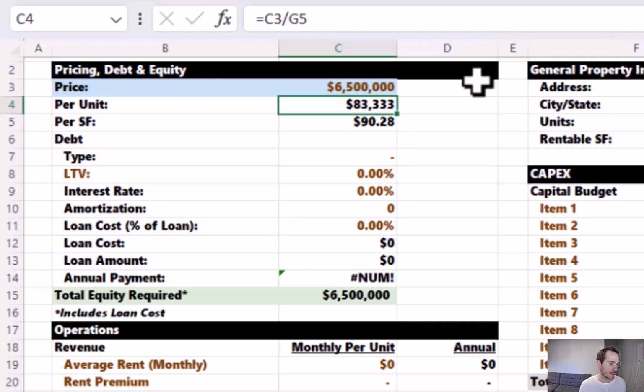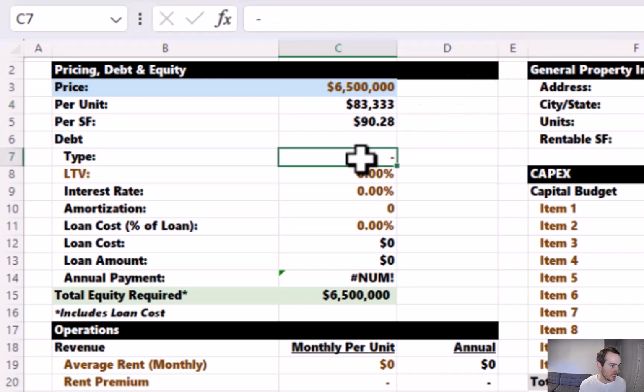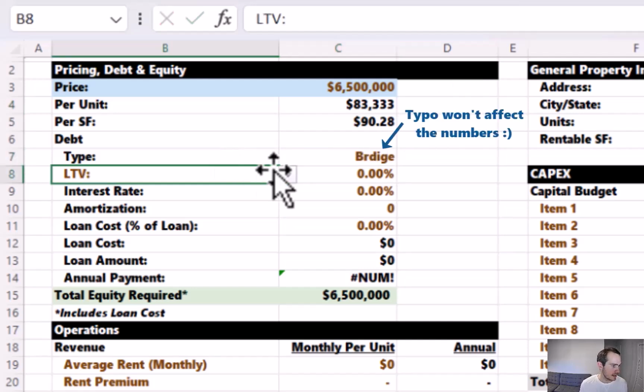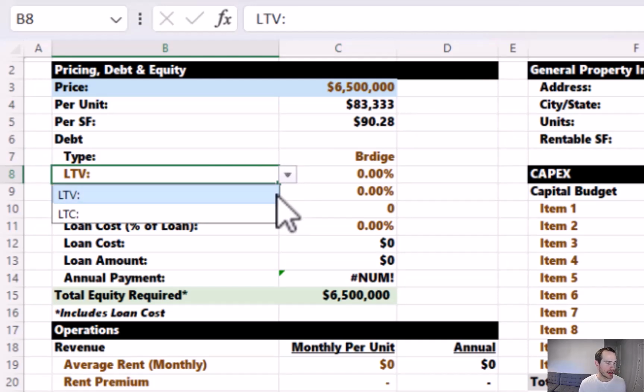Due to the soft rent roll and weak operating historicals, we're not going to qualify for traditional agency financing like a Freddie or Fannie loan. We'll need to go the bridge route. So I'm going to type in bridge as the loan type. And then you can see there's a drop down here whether we want LTV or LTC. Ideally, if we go the bridge loan route, not only will we get financing for the $6.5 million purchase price, but also the capital that we're going to need to spend to improve this property.